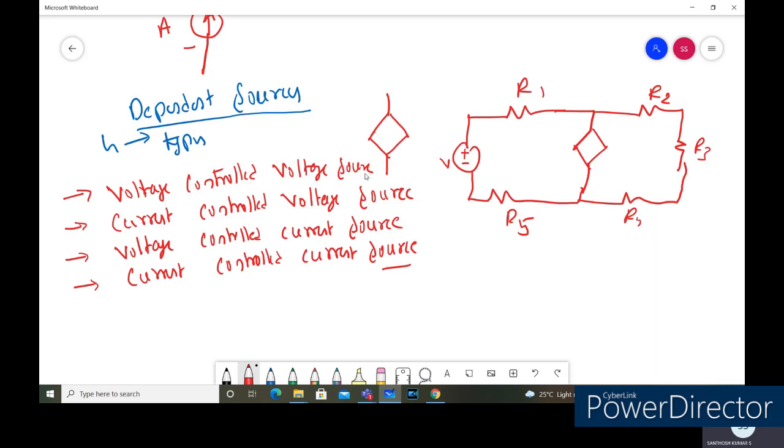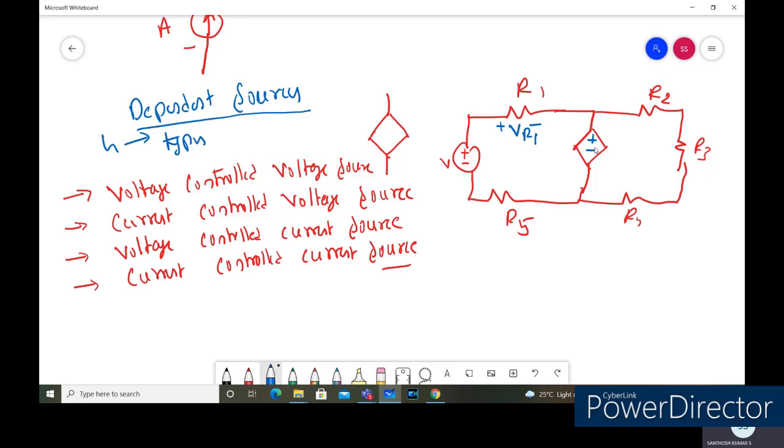So the first one is a voltage controlled voltage source. The type of the dependent source is a voltage source, so I'm going to denote this one with the symbol plus minus, or we can denote it as minus plus also. This is the voltage source here, in which the voltage depends on the voltage across some circuit element. For example, assume that the voltage across this one is VR1. So the voltage of this one depends on the voltage across the resistor R1.